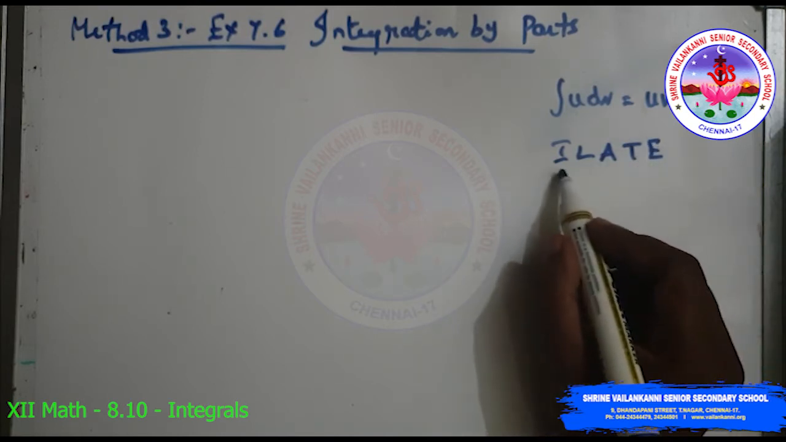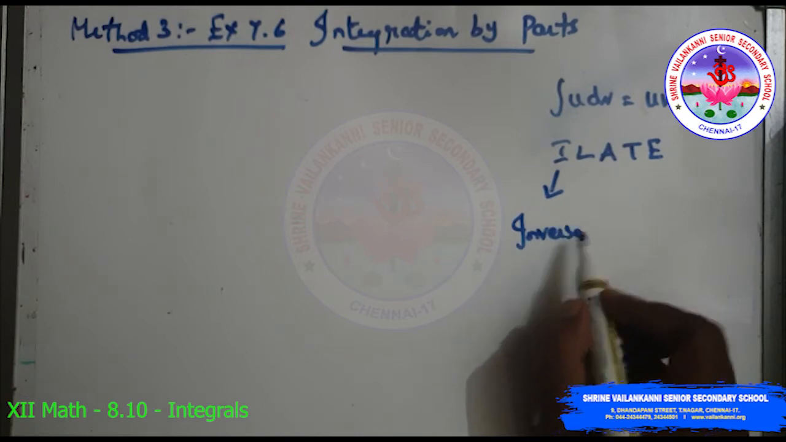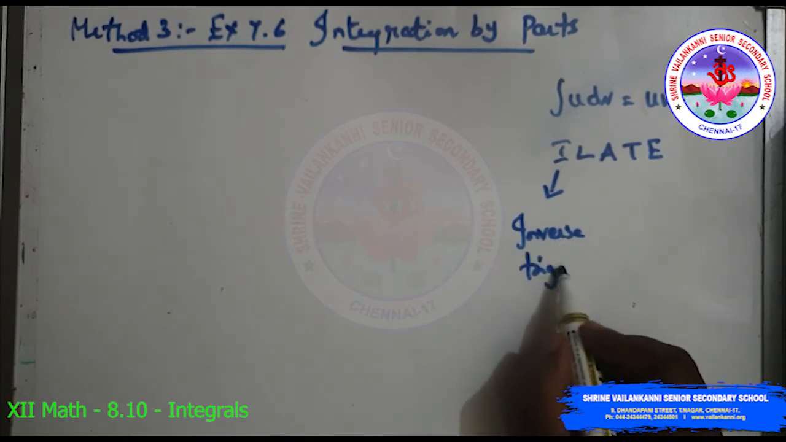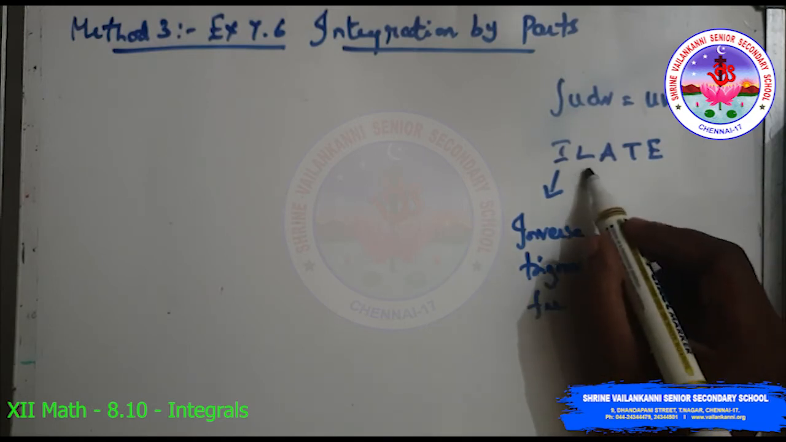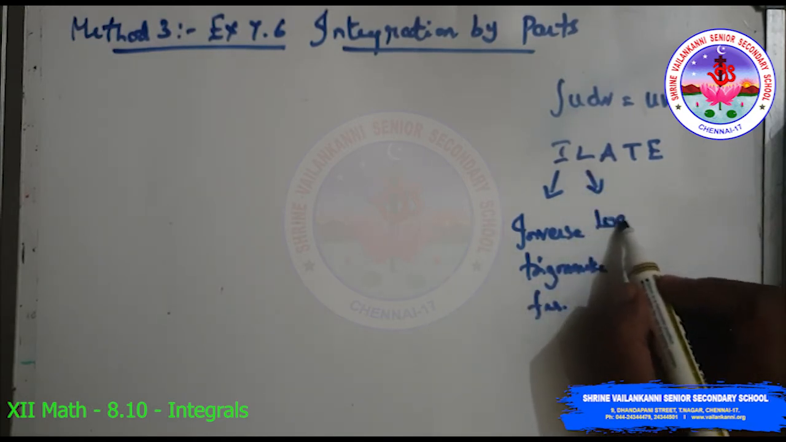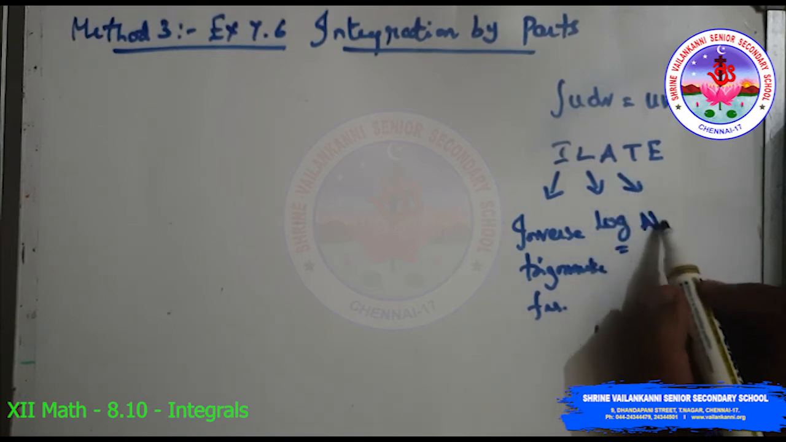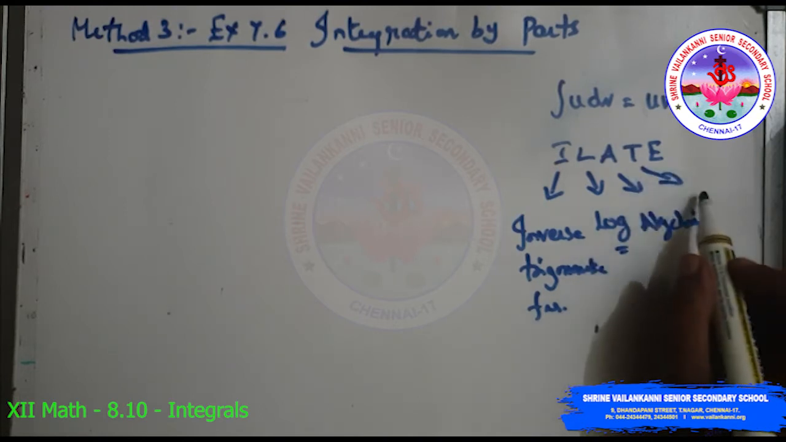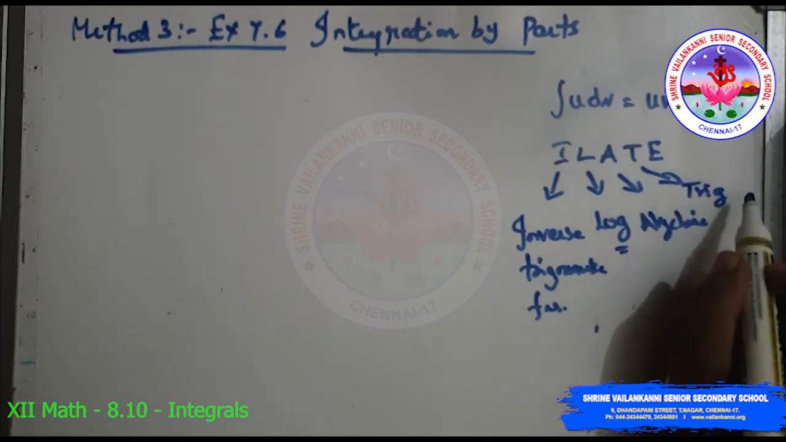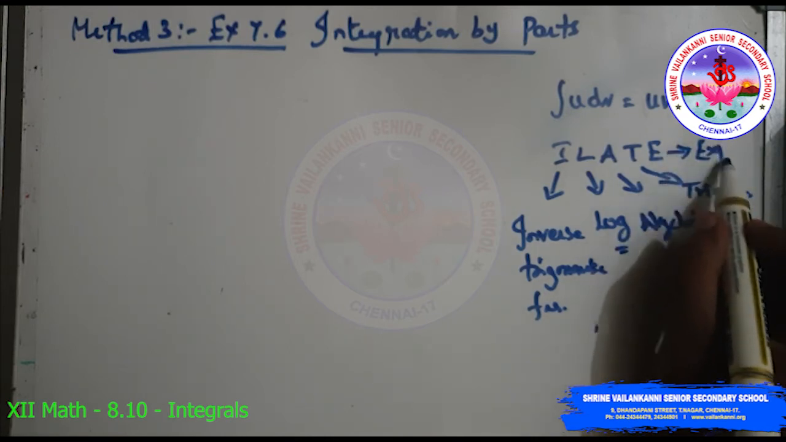I-L-A-T-E. I refers to inverse trigonometric functions. L refers to logarithmic functions. A is algebraic functions. T is trigonometric functions. And E, exponential functions.